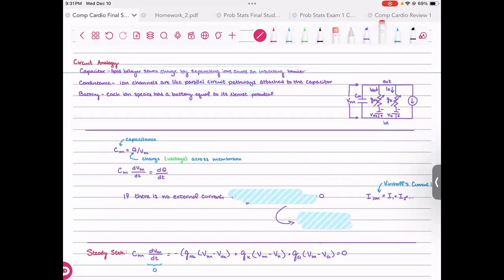If we look over here at the formula for capacitance, you can see that it's based on the charge across the membrane as well as the voltage.